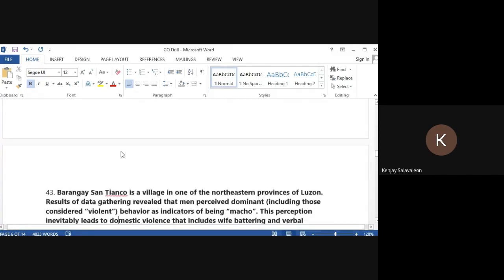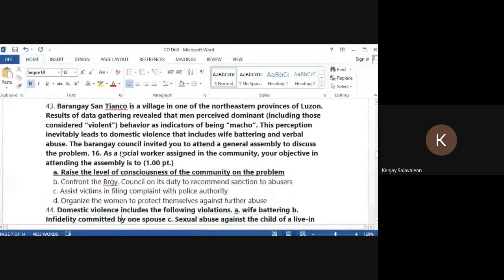43. Barangay Santiangco is a village in one of the northeastern provinces of Luzon. Results of data gathering reveal that men perceived dominant behavior, including violent behavior, as an indicator of being macho. This perception inevitably leads to domestic violence that includes wife battering and verbal abuse. The Barangay Council invited you to attend a General Assembly to discuss the problem. As a social worker assigned in the community, your objective in attending the assembly is to raise the level of consciousness of the community on the problem.